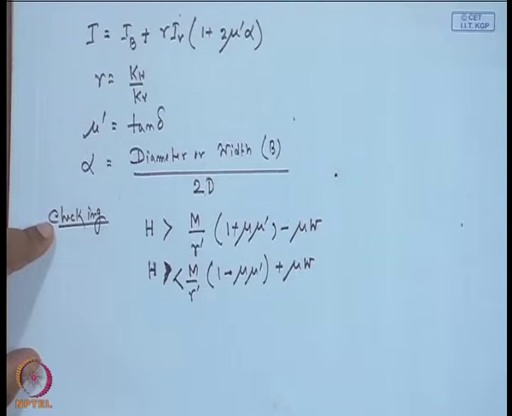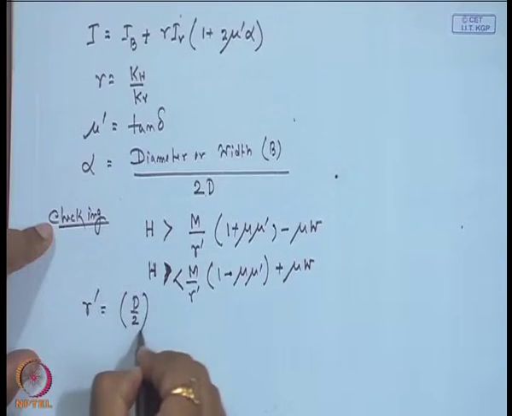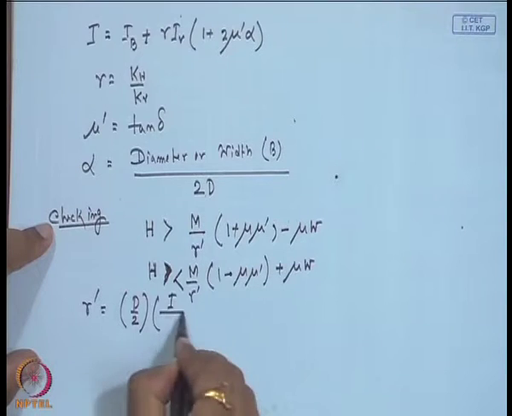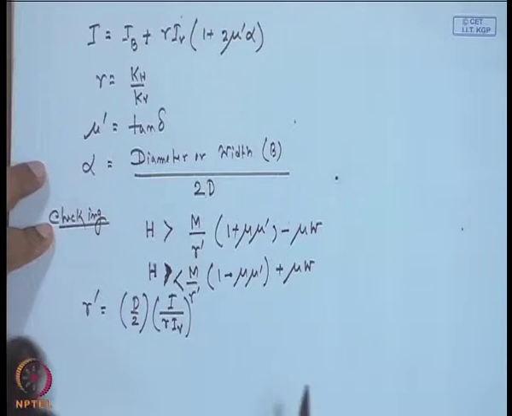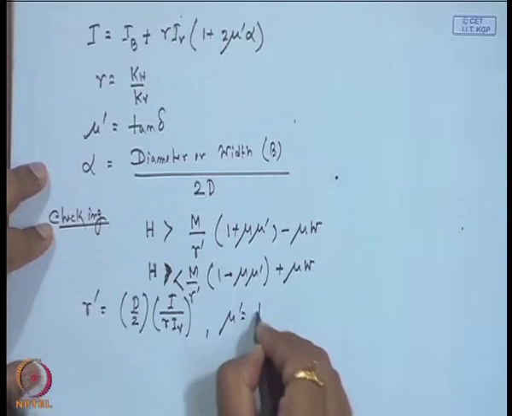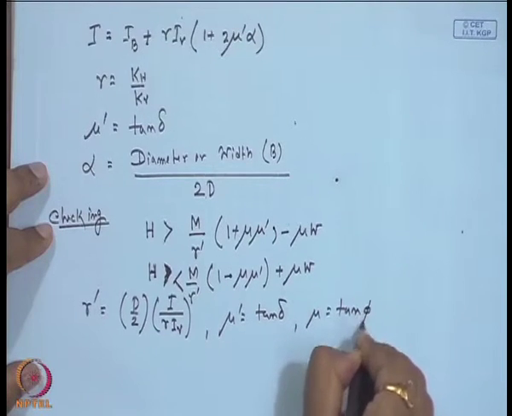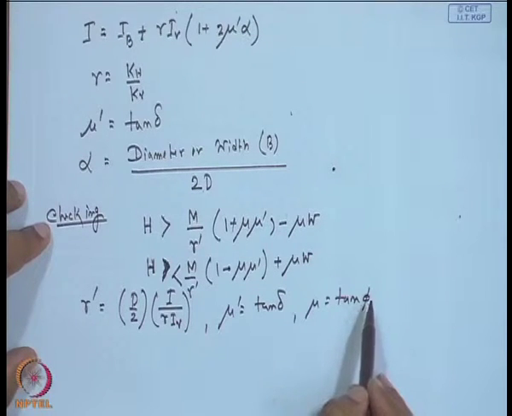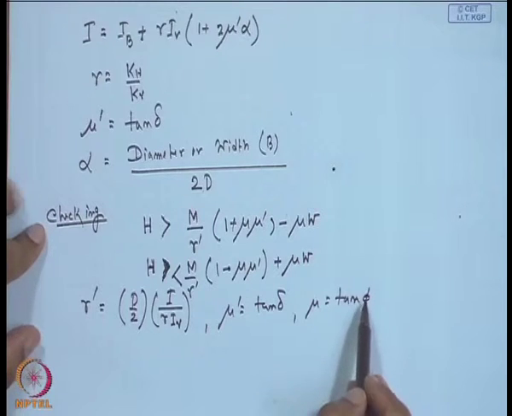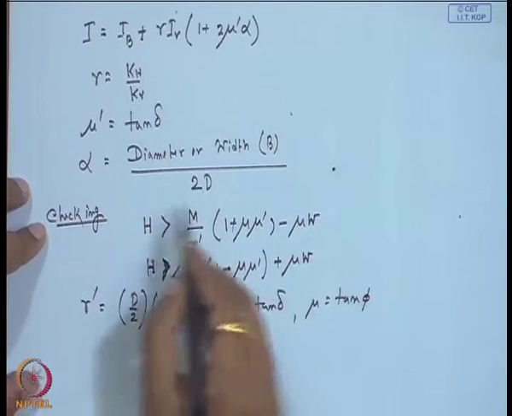And once you check this value, then we have to calculate what is R dash. R dash is D by 2 into I by I V. So, this is R dash, and mu dash is tan delta, similarly mu is taken as tan phi. This is between the soil and the base of the well, and it is taken equal to phi because of the roughness of the concrete plug. So, this is one check.